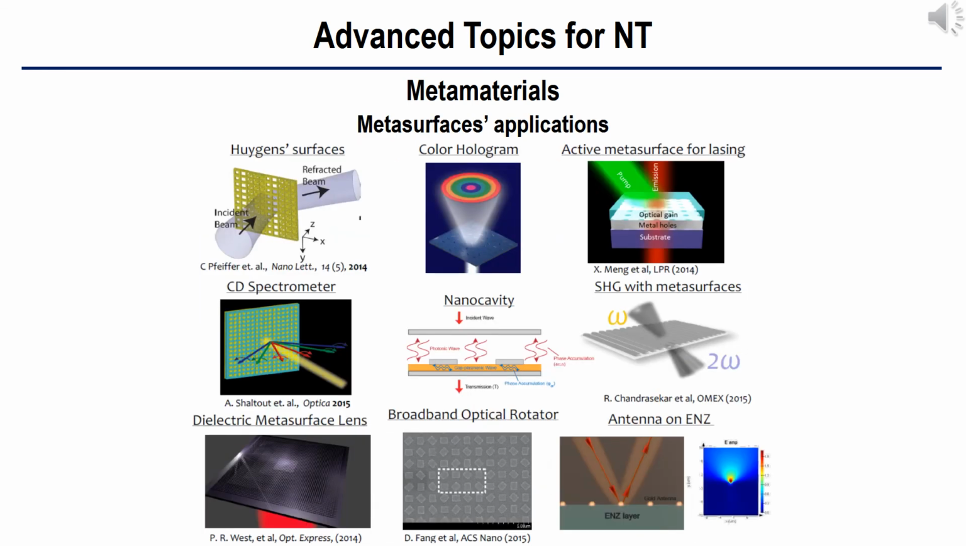In addition, there are many potential applications based on metasurfaces, such as Huygens surfaces, color hologram, chiral spectrometer, nanocavity and laser, frequency selective surface, frequency conversion surface, broadband optical rotator, and nano antenna for plasmonics.